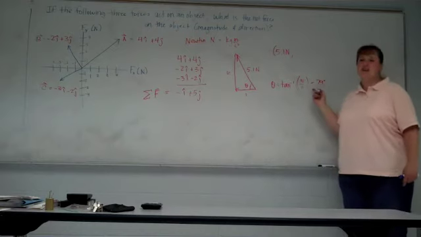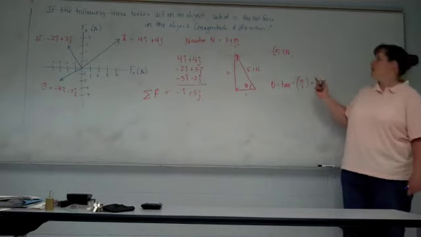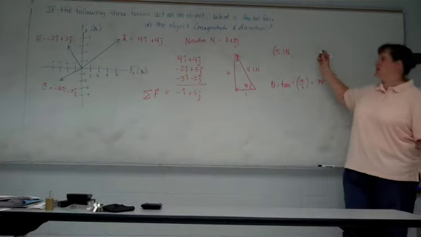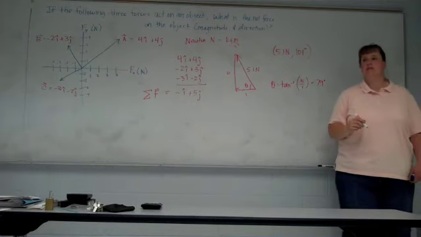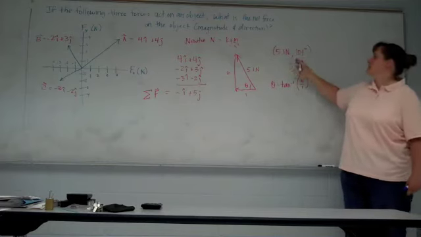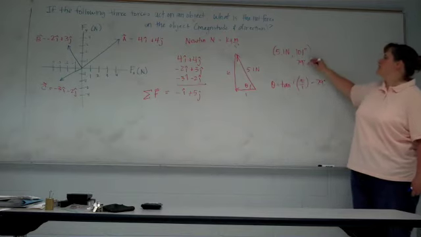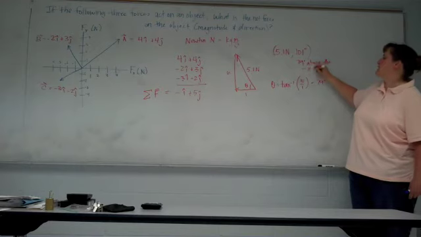We could say 79 degrees above the negative x-axis. That would be fine. Or we can subtract that from 180. 101 degrees is fine as well. So 101 degrees or 79, above the negative x-axis.